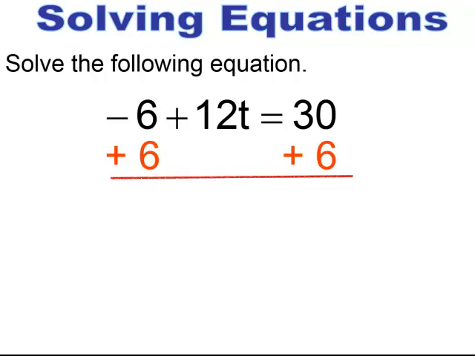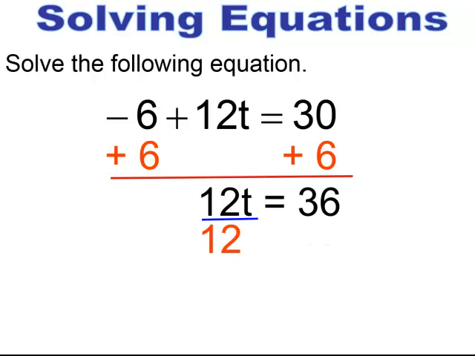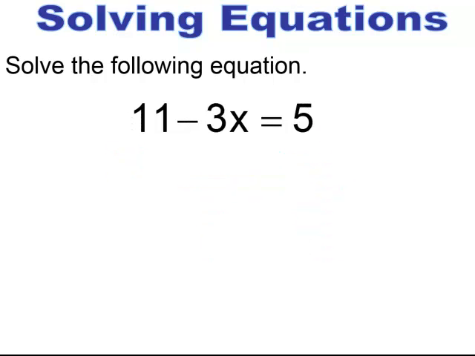So you want to first move that 6 over. You're going to add 6, and then you're going to be left with 12t equals 36. Divide through by 12, and you get your solution, t equals 3. Pause and try.